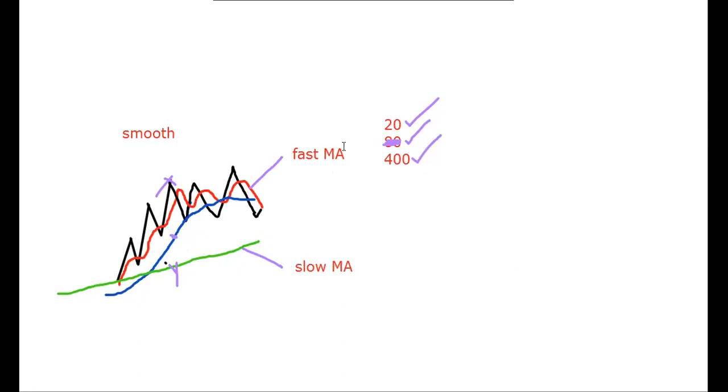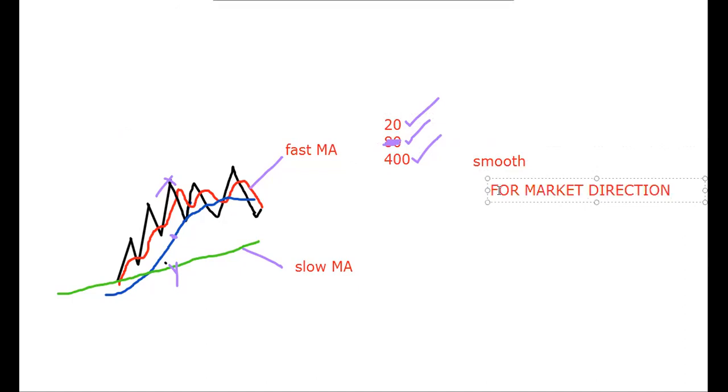So take note of these terms, fast MA, slow MA. I said one of the advantages of the moving average is that it smooths out price. Also, it is used to determine market direction and entry. Another function of the moving average is that it gives us our entries and exits.